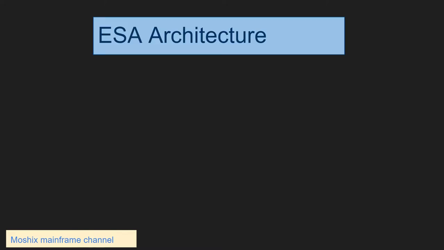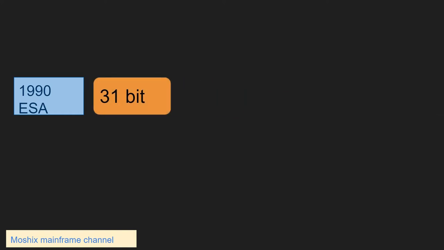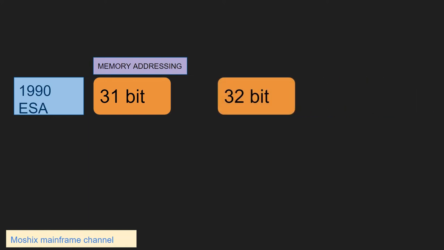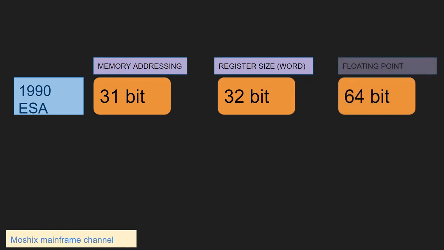Later on, IBM released the ES architecture, which is Extended System Architecture 9090, and that architecture, and this is important to understand, did not change the XA memory addressing architecture at all. It still uses 31 bits for memory addressing, it still uses 32-bit register size, and still 64-bit floating point.